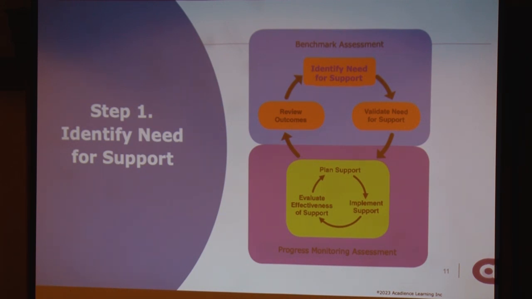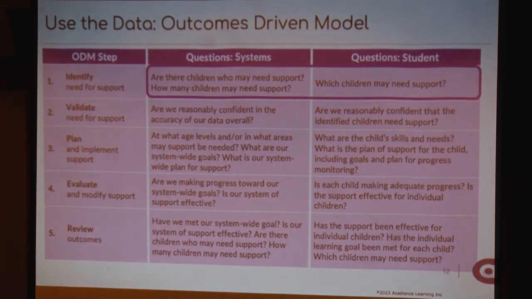So that's the top, identifying need for support, at the beginning of our model. The questions you can see here are these. At the systems level, are there children who may need some support? And by support, all kids, of course, need support. The long form is, are there kids who need additional instructional support or different instructional support in order to achieve these outcomes, and how many? And then at the student level, which kids are they? Who are they? That's what you want to know.